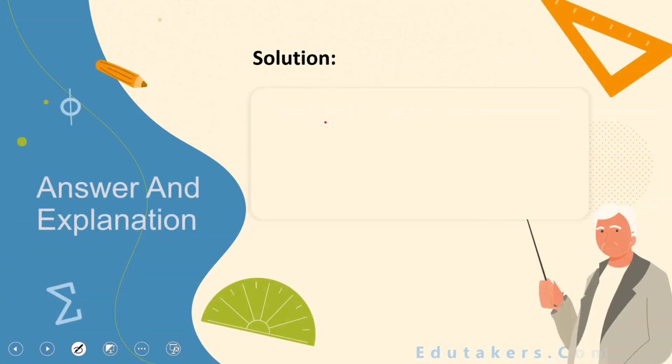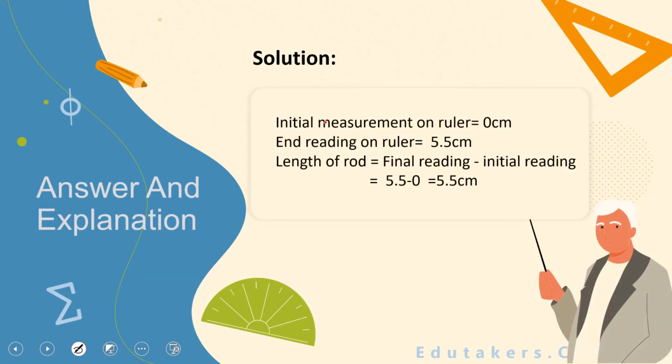Here is the solution. The initial measurement on the ruler is 0 centimeter. The final reading on the ruler is 5.5 centimeter. Then the length of the rod is determined by final reading minus initial reading, which is 5.5 minus 0, and the answer is 5.5 centimeter. It means that the length of this rod is 5.5 centimeter.